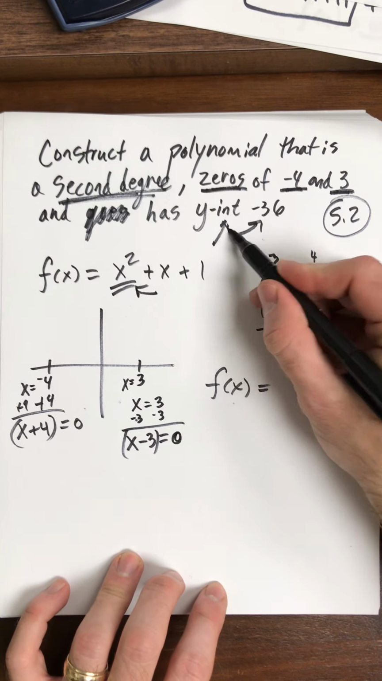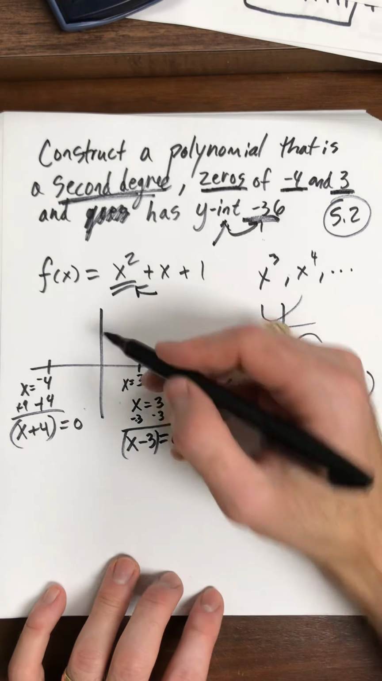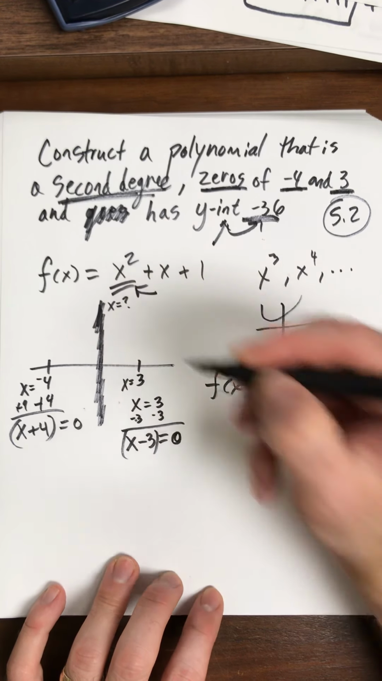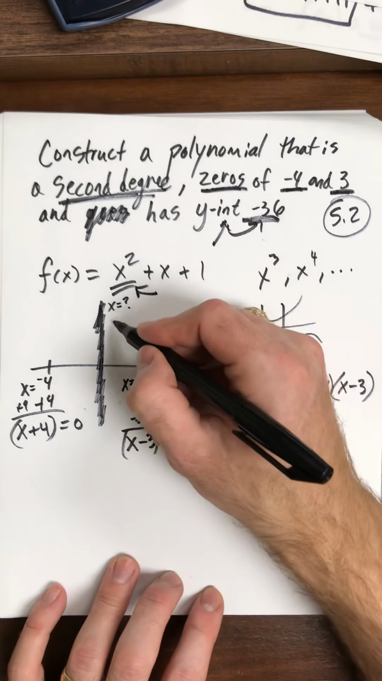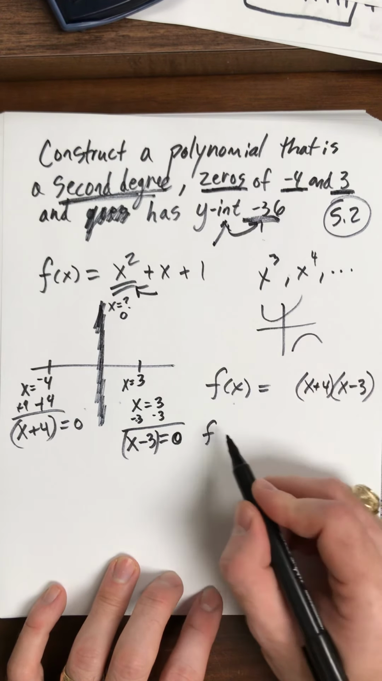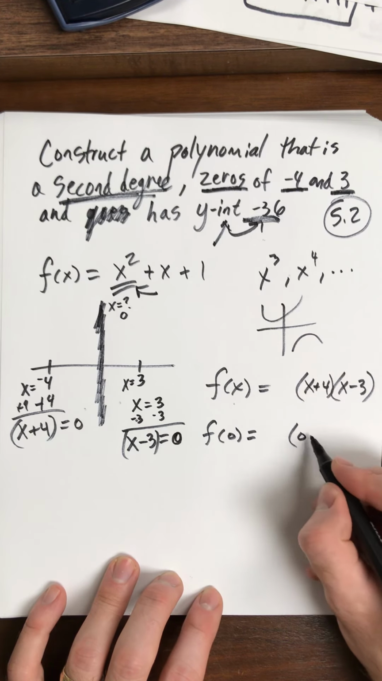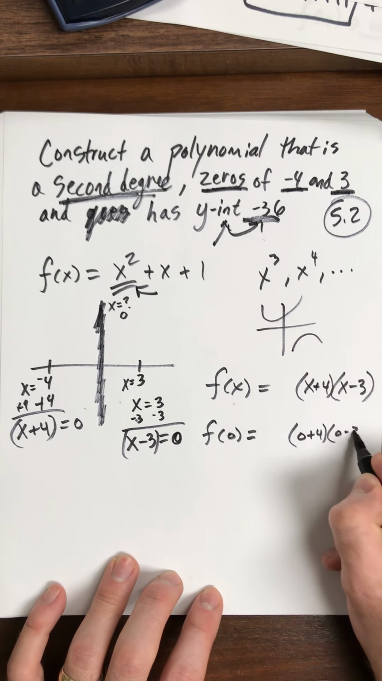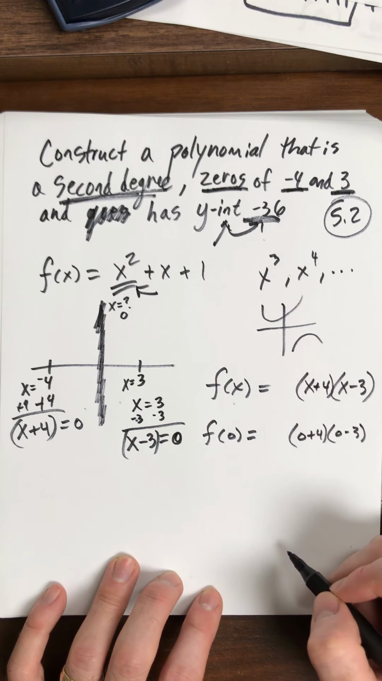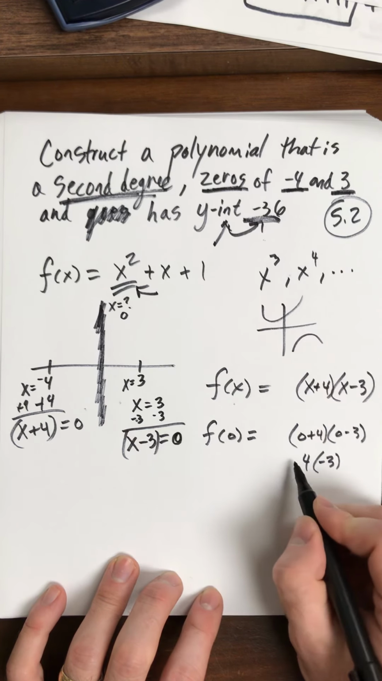Now the last of my criteria is this. I want a y-intercept equal to -36. For a y-intercept, to be on the y-axis, what is the value of x? The value of x on the y-axis is 0. So everywhere I see an x, I'm going to put a 0. So f of 0 equals, well, let's see, 0 plus 4 and 0 minus 3. When I plug this in, what do I get? I get 4 and then a -3.